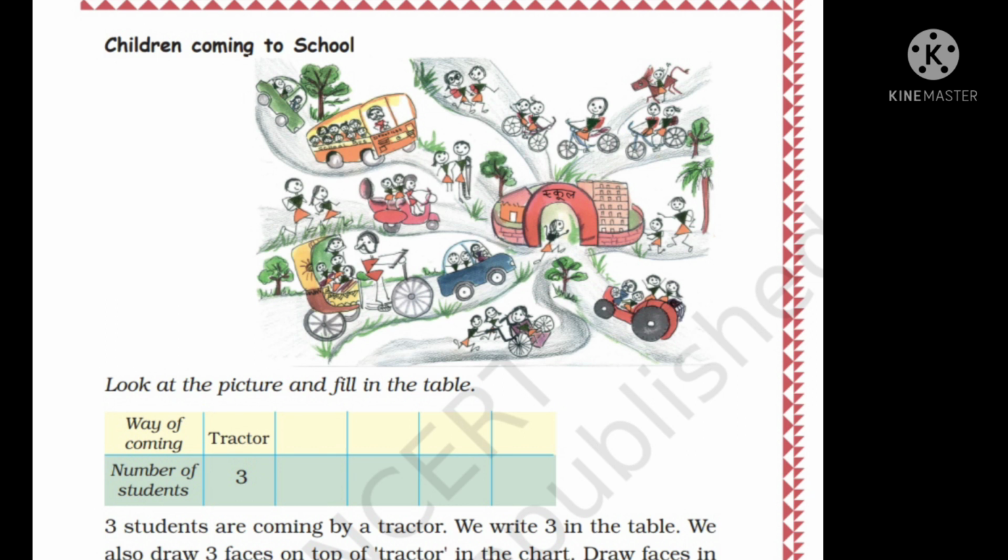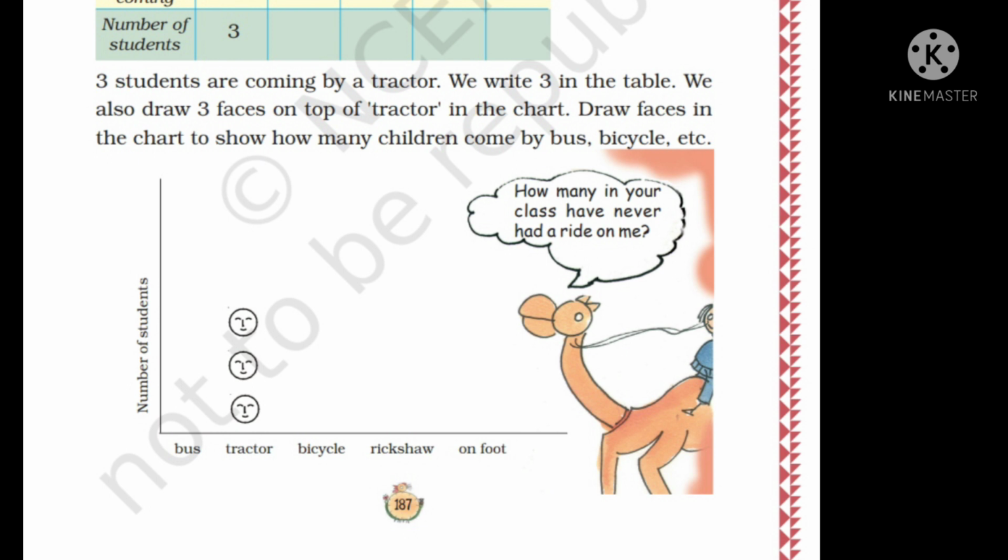Children coming to school. See, in the picture we can see the different modes of transportation children are using to reach the school. Look at the picture and fill the table. Way of coming. By tractor, the number of students coming is 3. The rest we can fill like this. 3 students are coming by tractor, so we write 3 in the table. We also draw 3 faces on the top of tractor in the chart.